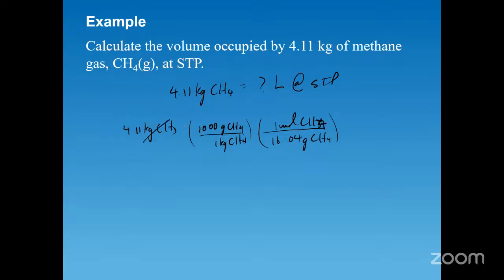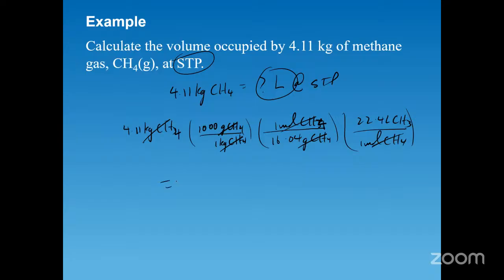Now, it should be CH4. So far, we have the moles of methane, but remember the question is asking for the volume in liters. The key to getting the next conversion factor is STP, right? And remember we said that under STP conditions, the molar volume of any gas is 22.4 liters. So we can represent that here in this conversion factor where we put 22.4 liters of methane over 1 mole of methane. And that cancels with that.